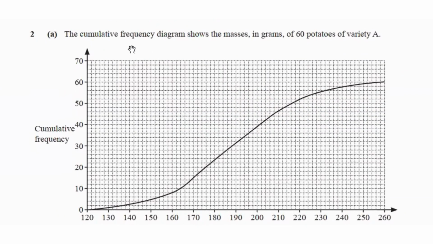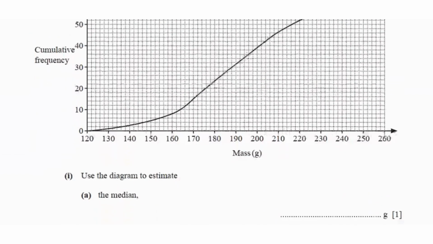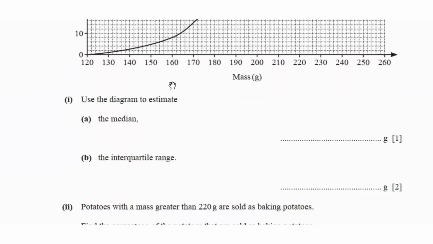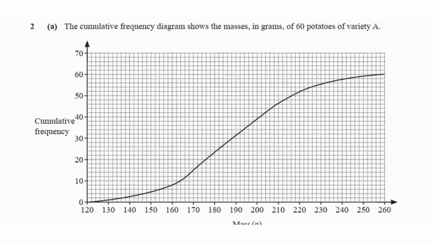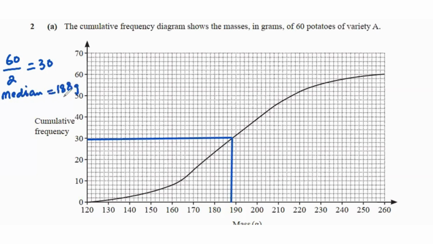Next question says that the cumulative frequency diagram shows the masses in grams of 60 potatoes of variety A. We have to find the median and the interquartile range. The median is going to be the 30th value because 60 divided by 2 is 30. So that gives us 188. The median is 188 grams.